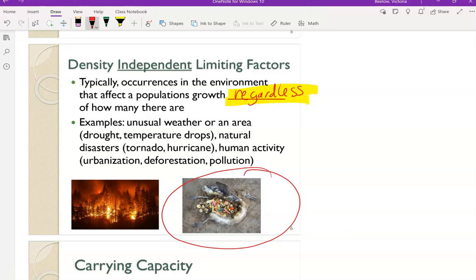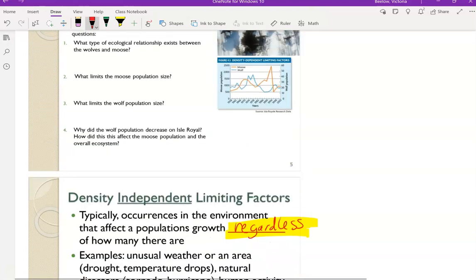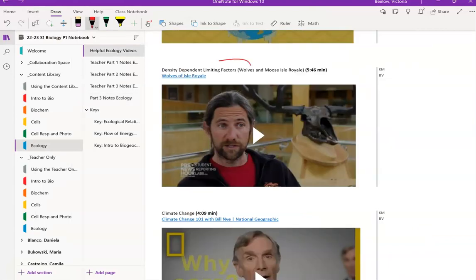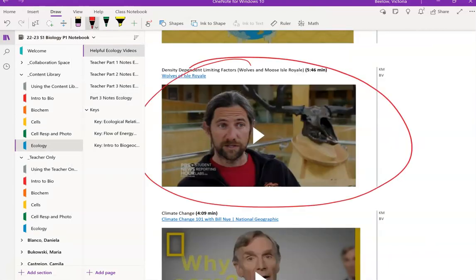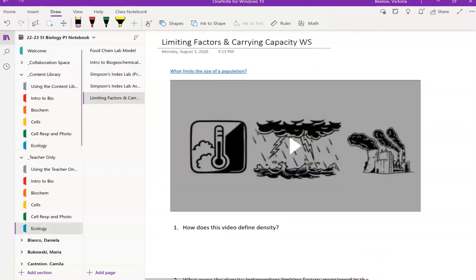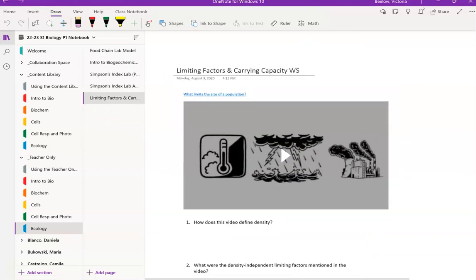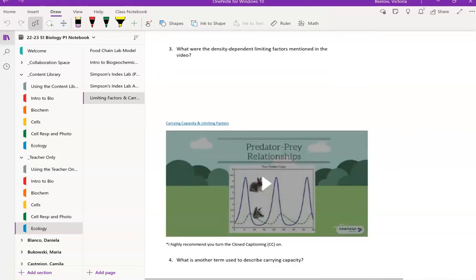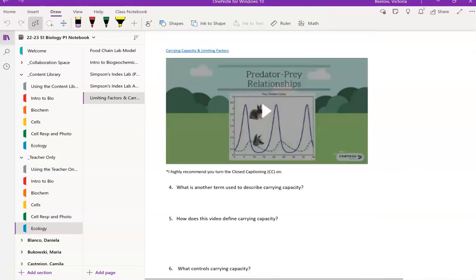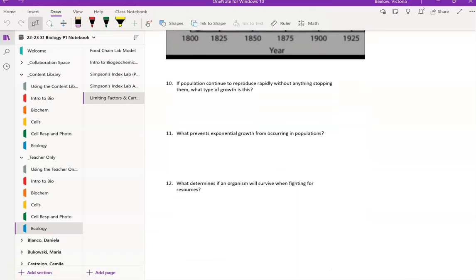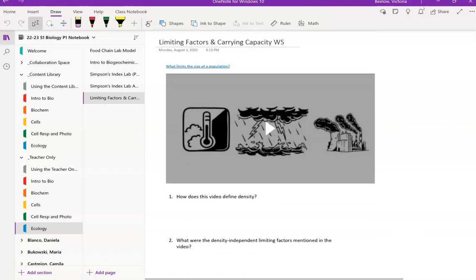Now that you've filled out your notes, make sure you watch this video. Again, the link is right here under helpful videos. You have to scroll down in the content library, watch that video, and answer the questions. Then you're going to complete the limiting factors and carrying capacity worksheet. This is very straightforward because there are videos reinforcing what we just talked about, and also a little introduction to carrying capacity, which we will talk about when I get back.